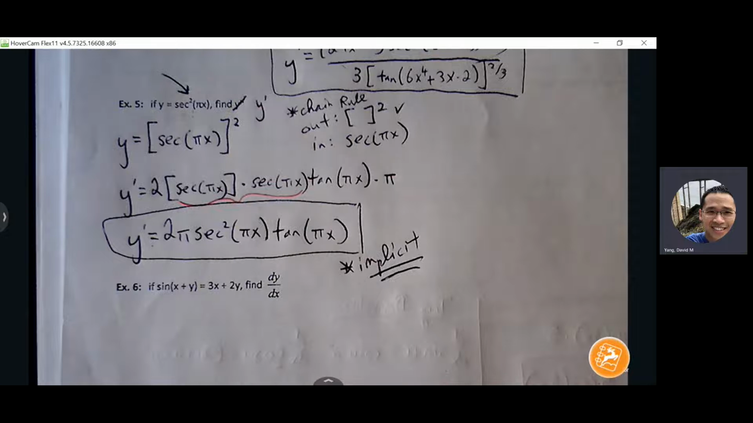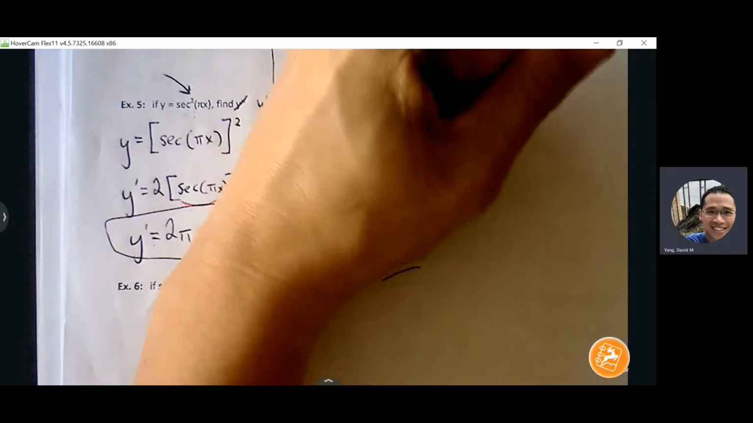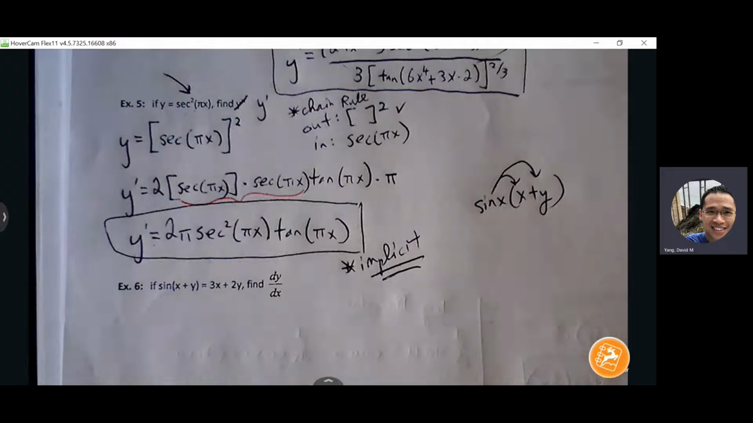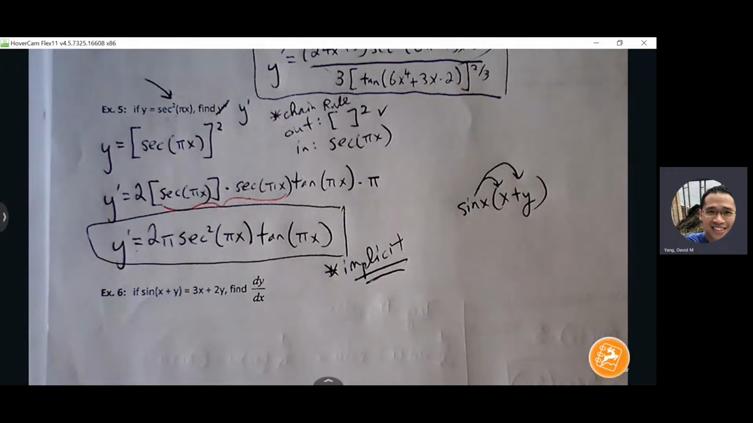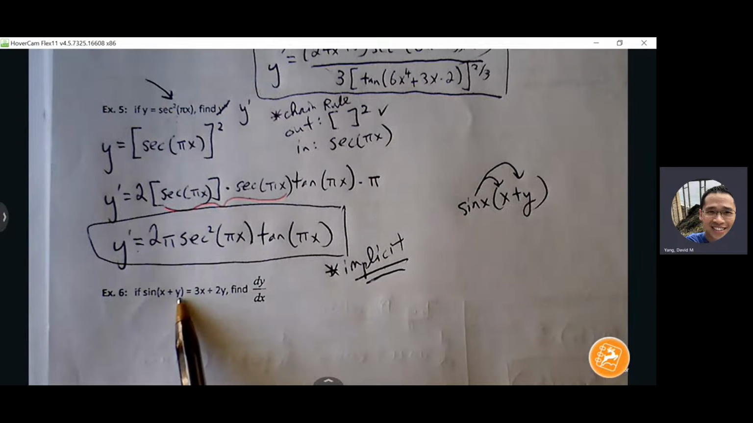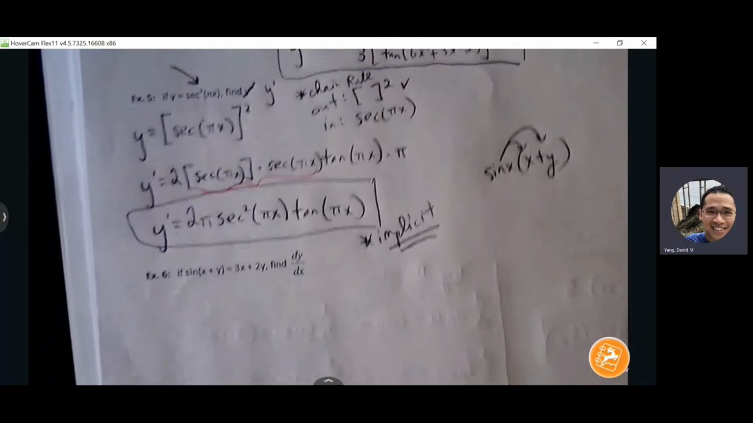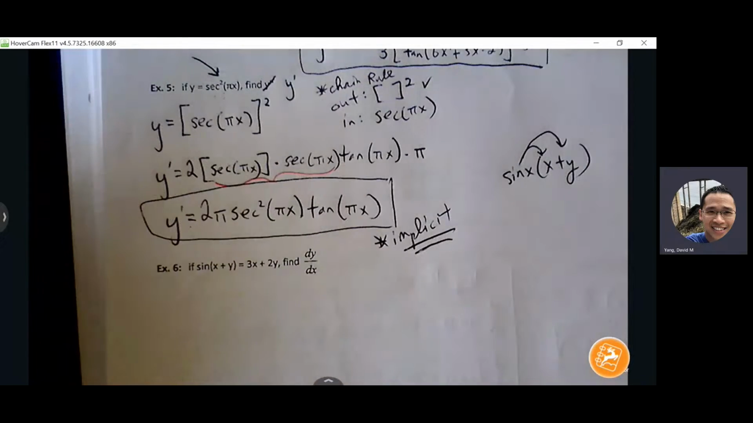That x plus y is inside the sine function. Now, if it was sine of x times x plus y, then that's fine, because sine x is a standalone term and can distribute through the x plus y. But the x plus y is not standalone from sine. It's inside that sine function, so we can't distribute. We can't see those as two separate things.